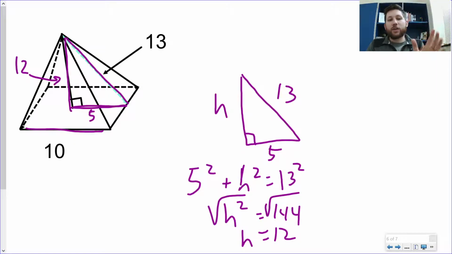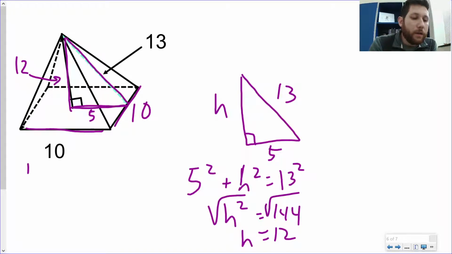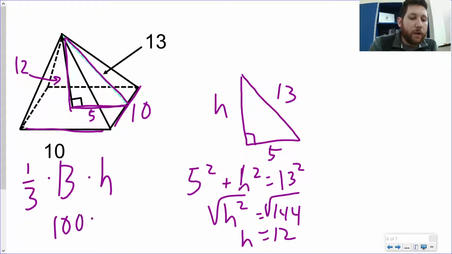All right, well, that just solved for my height. I still need to find the volume, right? So the volume would be 1/3 times the base times the height. Well, the base is 10 times 10, which is 100, times the height, not the slant height, times 1/3, and this is going to come out to 400 as a final answer.